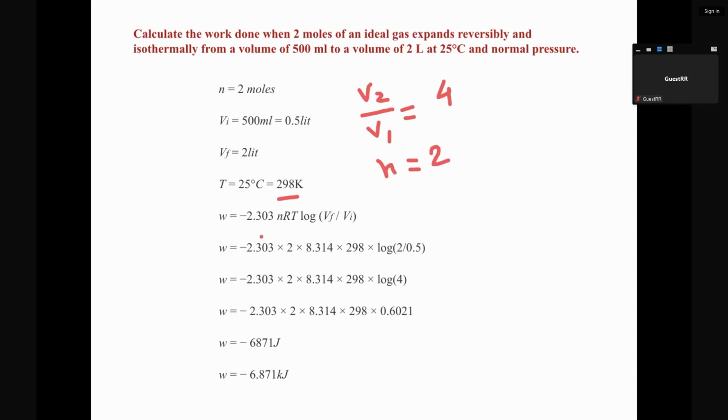Now W is equal to minus 2.303 nRT log of V2 by V1. We have all the parameter values present over here. So W is equal to minus 2.303 into 2, that is the number of moles, multiplied by R, which is 8.314, into 298, the temperature, and log of V2 by V1, that is 4. By solving this, we have the work done value as minus 6871 joules. If we have to convert this value to kilojoule, we write it as minus 6.871 kilojoule. If we have to consider calories and other units as well, one calorie is approximately equal to 4.184 joule.